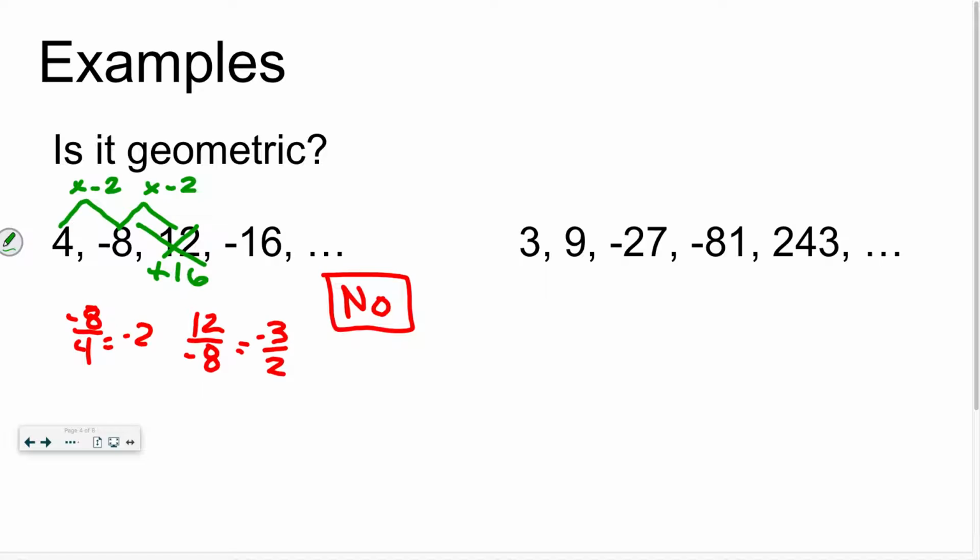What about the second one? Geometric? No? Why not?